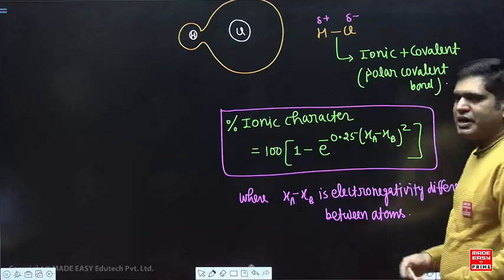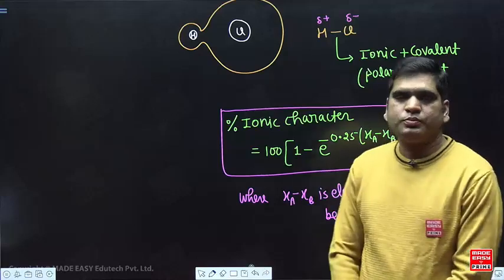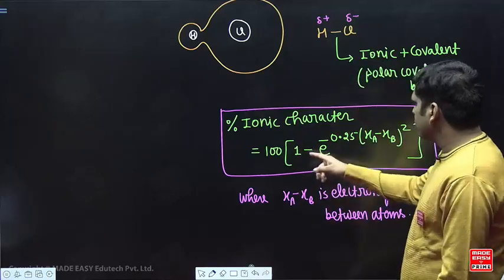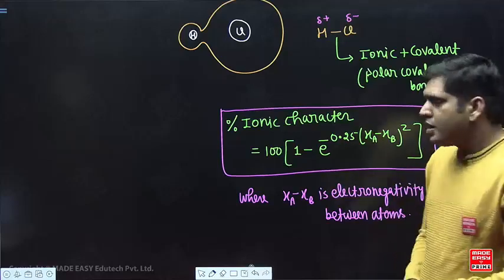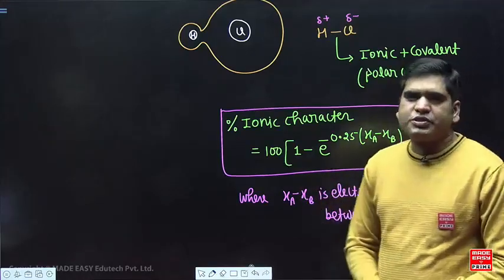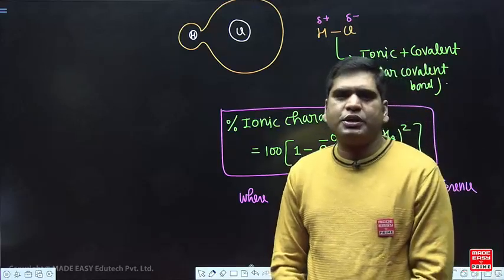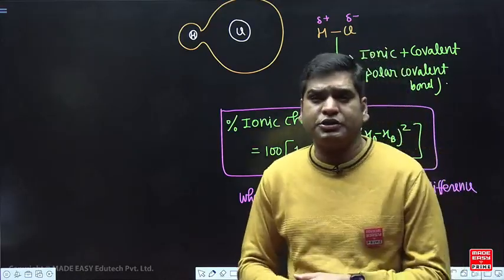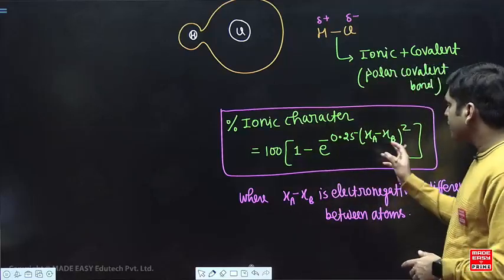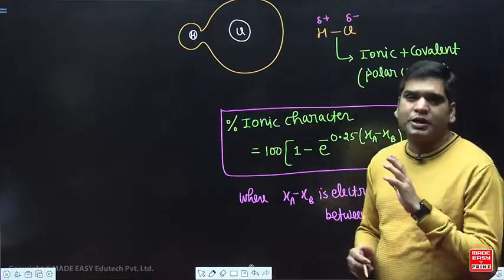Suppose both are the same atoms, hydrogen, hydrogen, then xA minus xB is 0. And if it is 0, e to the power 0 is 1, 1 minus 1 is 0, ionic character 0, a pure covalent bond. But if they are two different atoms, then they will have certain electronegativities. Electronegativity means the ability to attract the bonding electron. So if there is an electronegativity difference, then there would definitely be some ionic character.